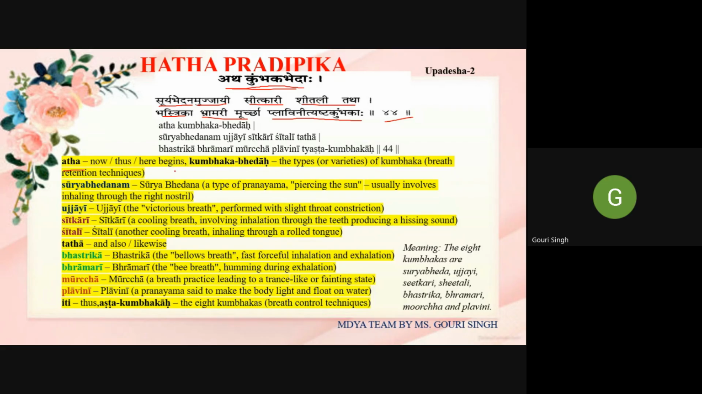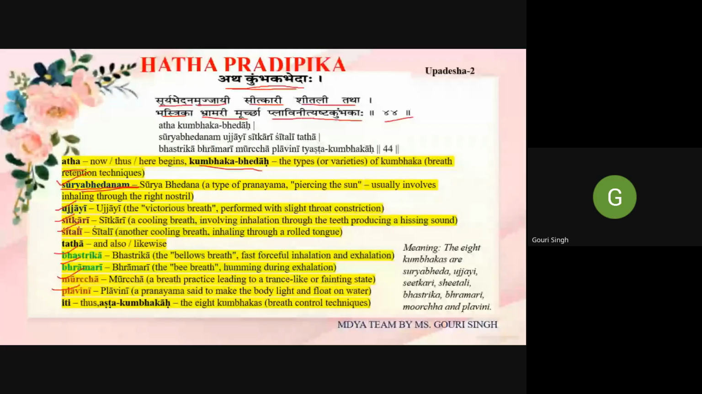The first one is the Surya Bhedanam. What is that will be discussed whenever we go to the next sloka. You have to remember the names. First is Surya Bheda. Second is Ujjayi. Third is Sitkari. You have to remember the sequence also. Fourth is Sitali. Fifth is Bhastrika. Sixth is Bhramari, and seventh Murcha.